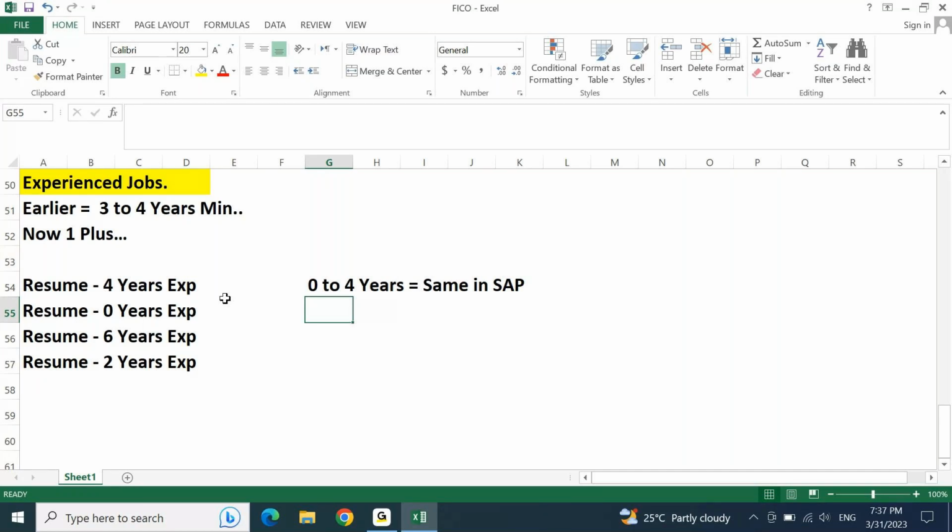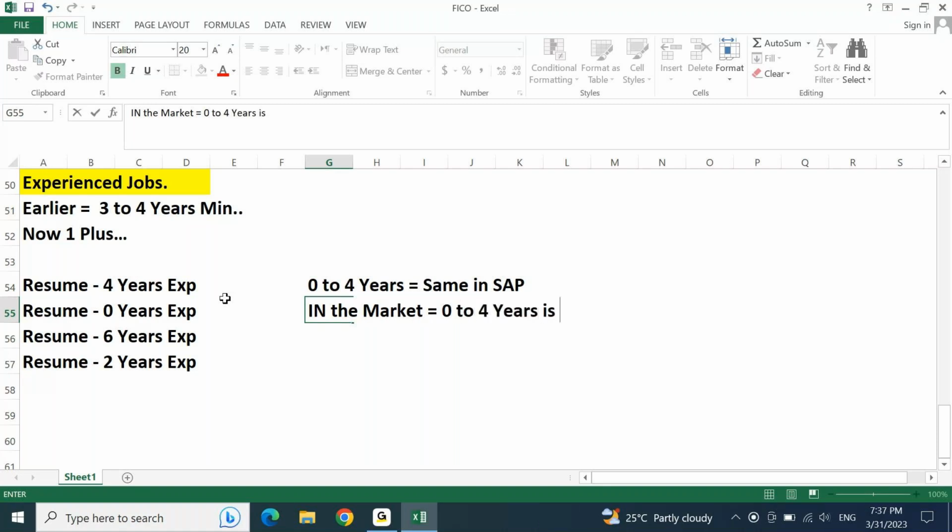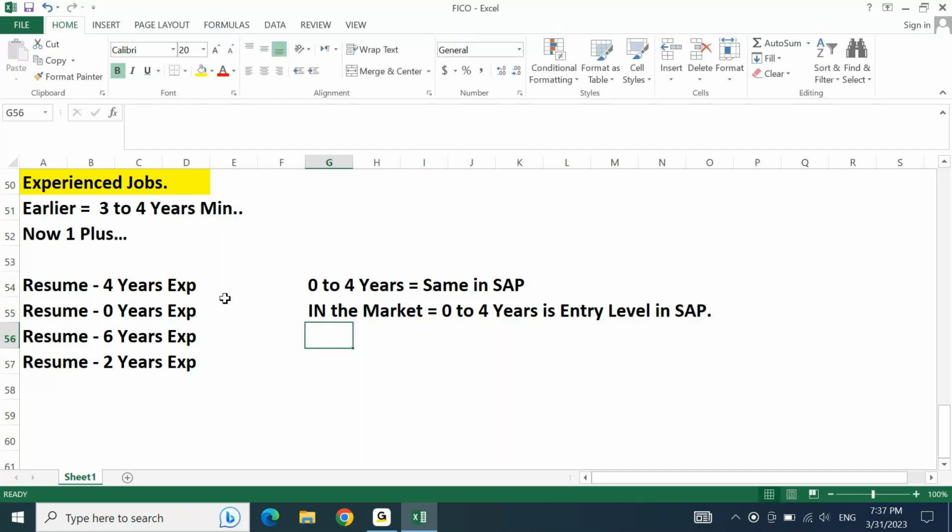Because in the market, 0 to 4 years is entry level in SAP. You talk your experience anywhere from 0 to 4, your first impression is you're entry level in SAP.